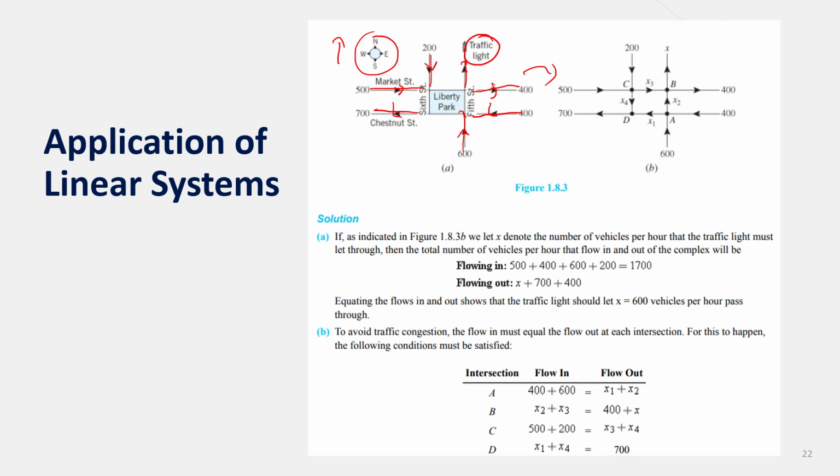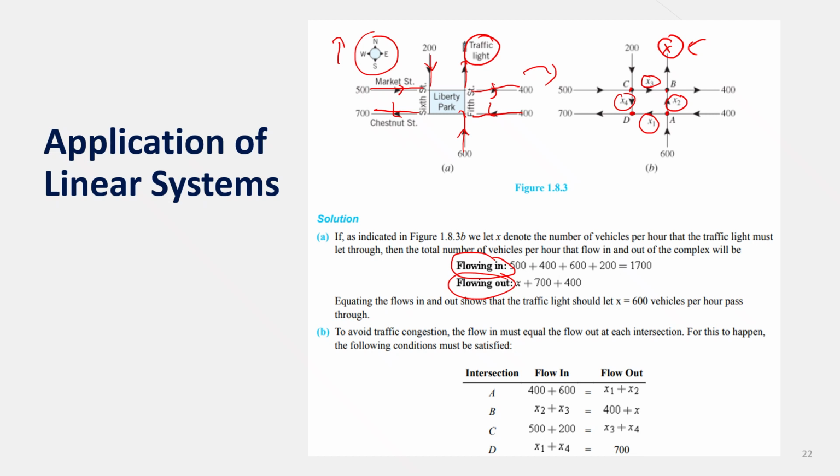So let's say this is node A, node B, node C, node D. You can see that we want to find these four variables. However, we don't have the total value of outflow from node B here. So let's put a variable called x here as the number of vehicles per hour that the traffic light must let through. And we want the flow in to equal the flow out.